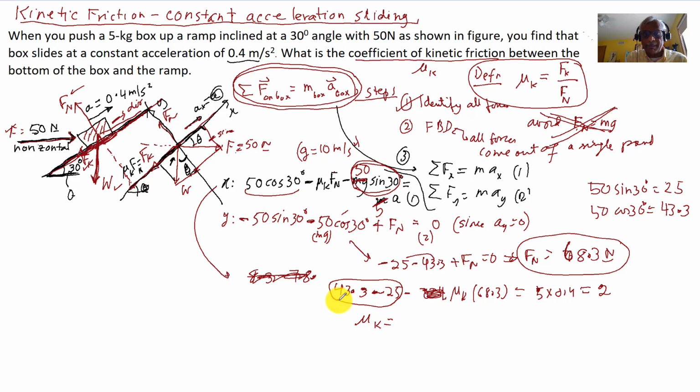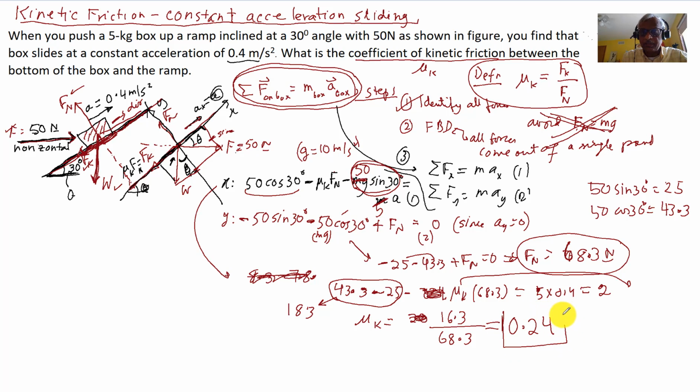So mu k is going to be, this is just 18.3, and so you bring this to the other side, 18.3 minus 16.3 subtracts, and then 68.3. So you can plug it into a calculator and get the answer. So I find that mu k is 0.24.